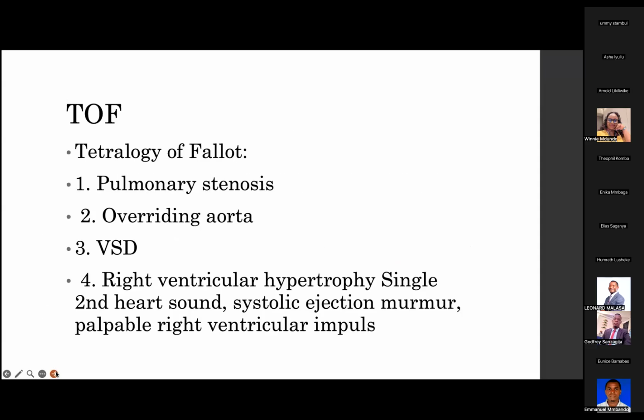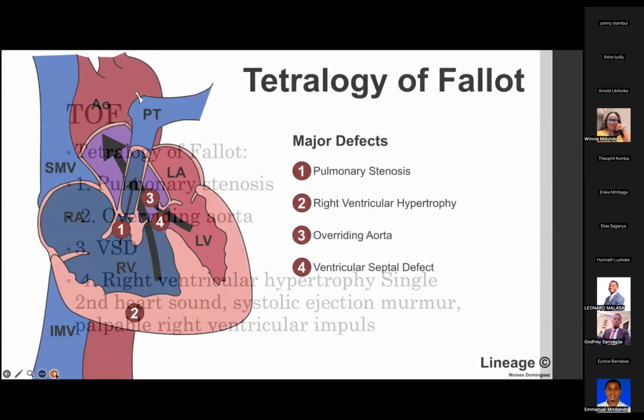And Moiz, we were going to talk quickly about tetralogy of Fallot, and then we'll talk about TET spells. We already talked about this a little bit. It's one of the most common cyanotic heart diseases, which has 4 different problems: pulmonary stenosis, a VSD, the aorta is sitting over that VSD, and right ventricular hypertrophy.